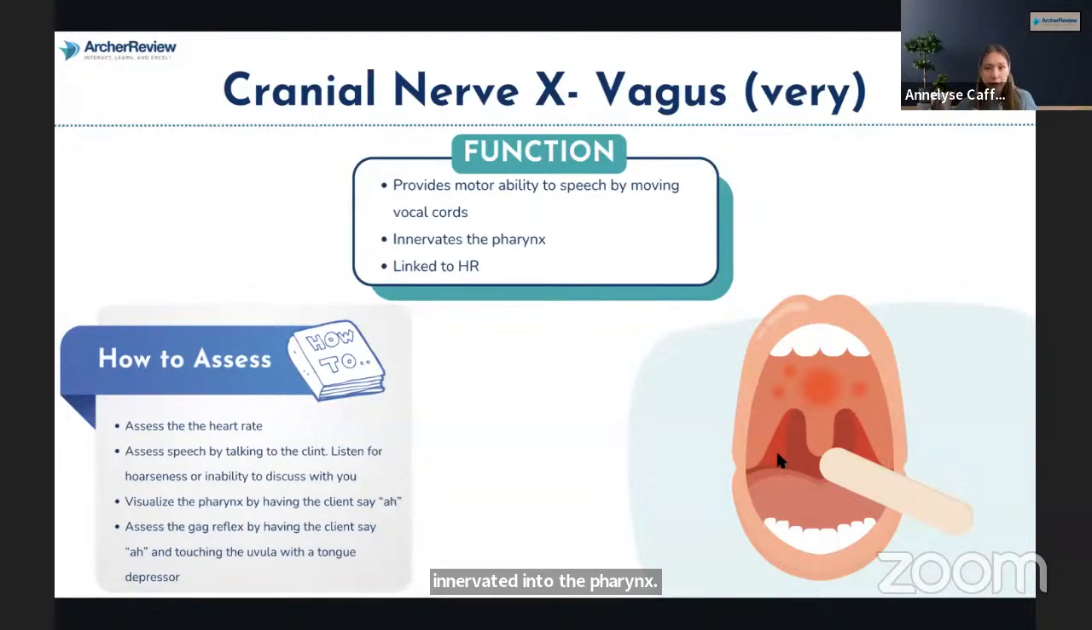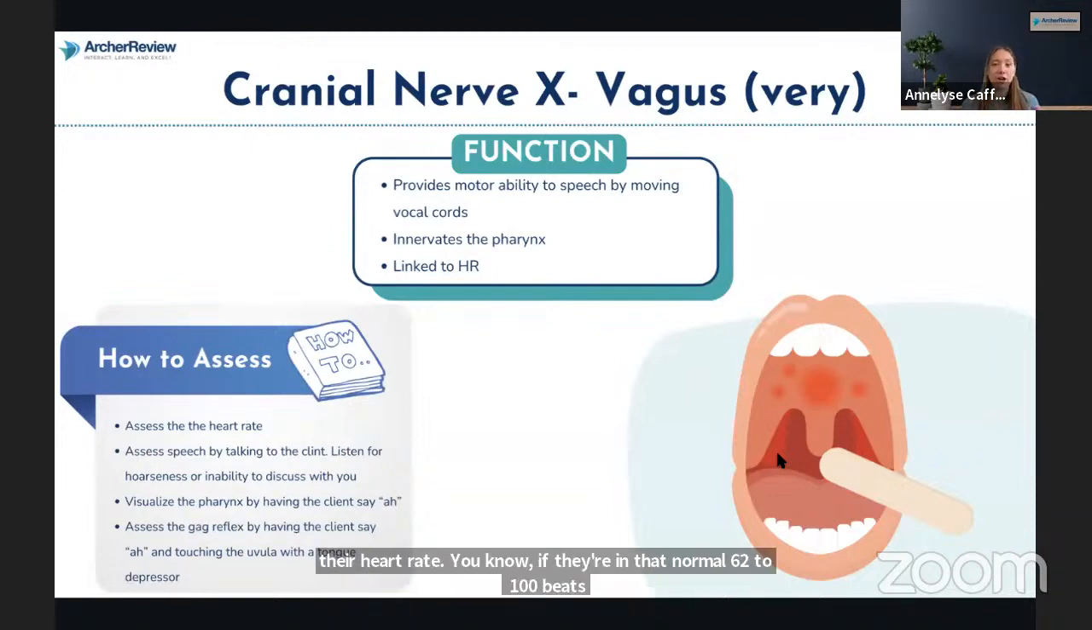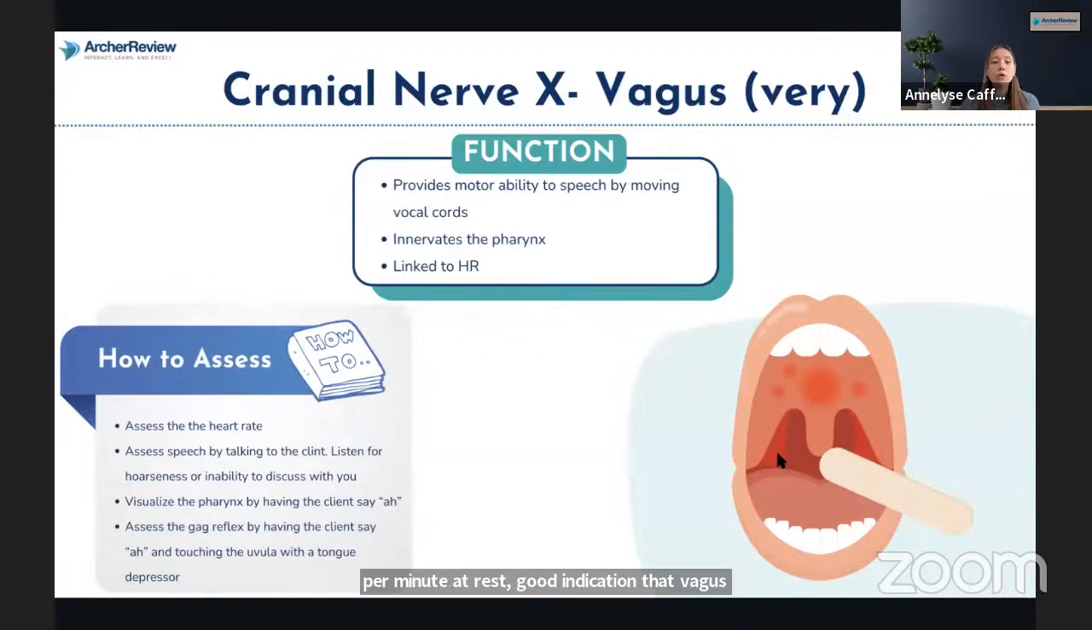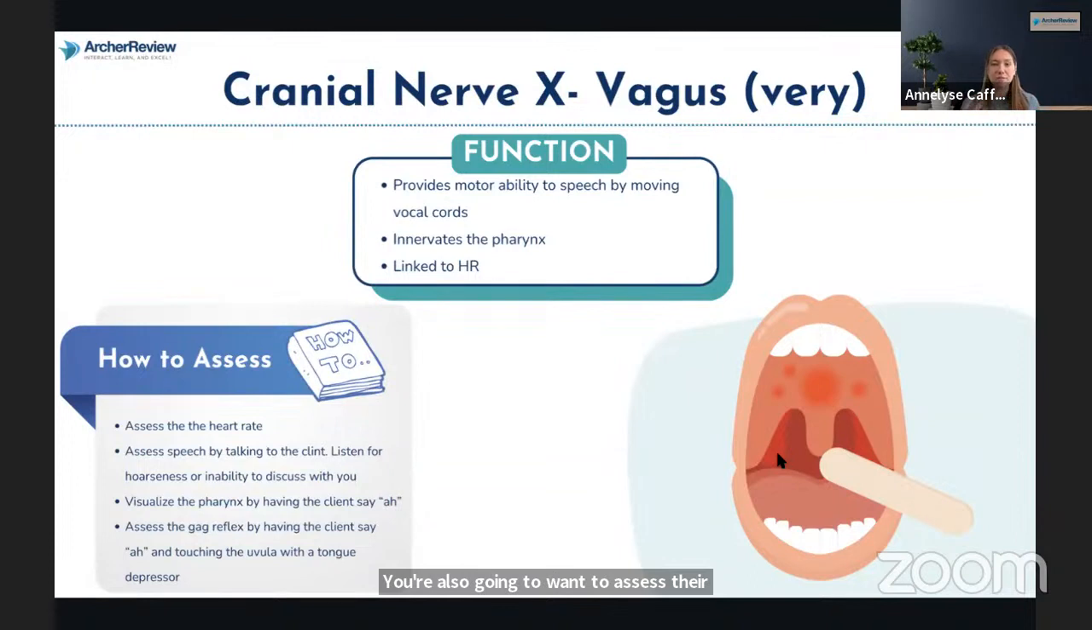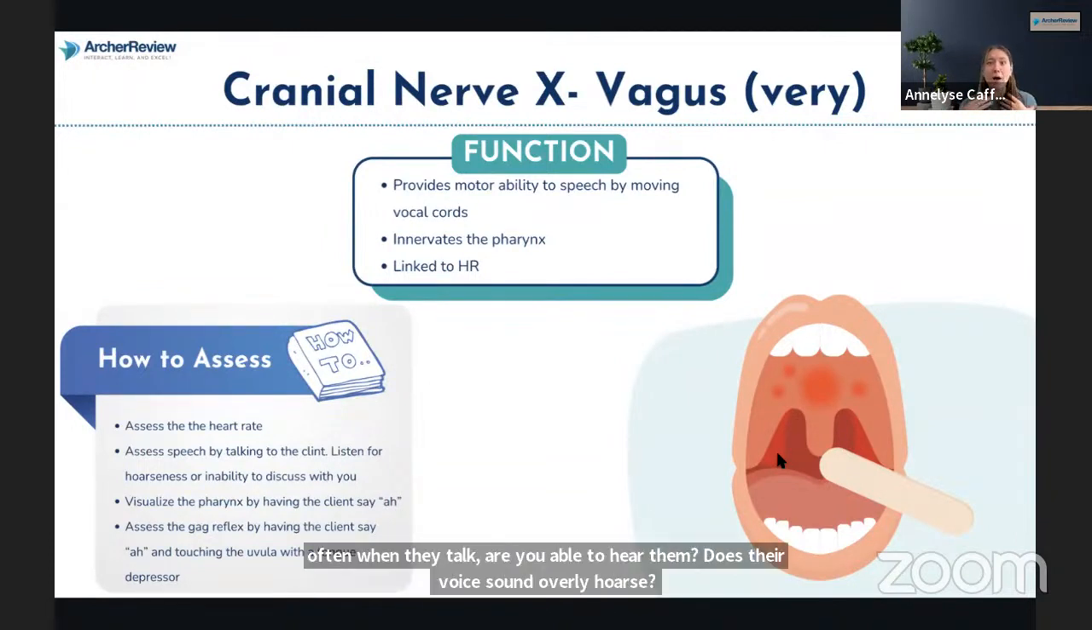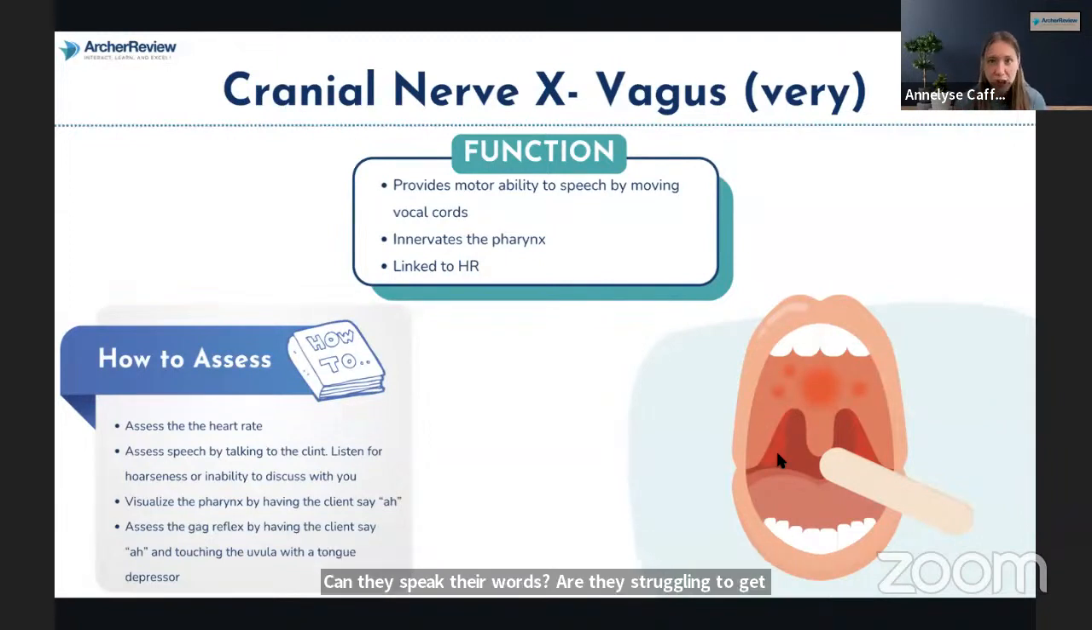It connects to our heart rate. So with this, you're going to assess cranial nerve 10 a couple different ways. Check their heart rate. If they're in that normal 60 to 100 beats per minute at rest, good indication that vagus nerve is innervated correctly. You're also going to want to assess their speech. So how often, when they talk, are you able to hear them? Does their voice sound overly hoarse? Can they speak their words? Are they struggling to get words out? That would be called aphasia.